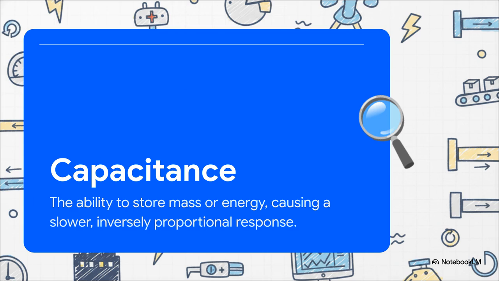Next up, capacitance. And this is the exact opposite of instantaneous. Capacitance is all about storing mass or energy, like a massive water tank or a heavy steel reactor absorbing heat. Because it stores energy, the system won't just jump instantly to a new level. It slowly climbs, and that climb is inversely proportional to its size. So the bigger the tank, the slower the climb. This is where time really enters the equation.